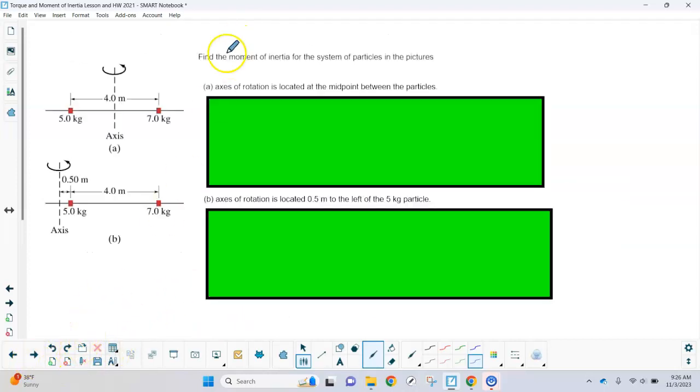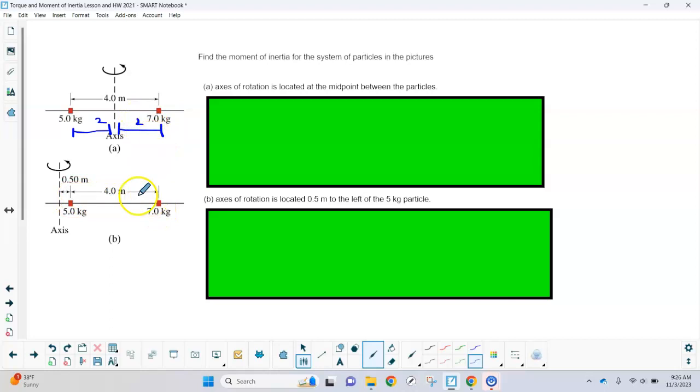So we're going to look at these two collections of particles. There's two masses, one is 5 and one is 7, and they are located some distance away from an axis of rotation. The whole distance between them is 4. So if it's halfway, that would be 2 to the 5, and it would also be 2 to the 7.